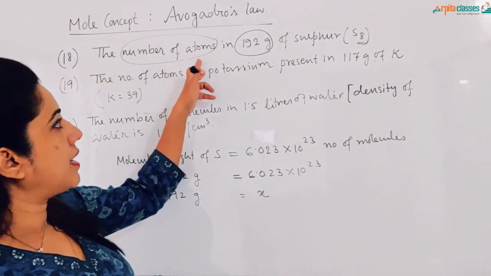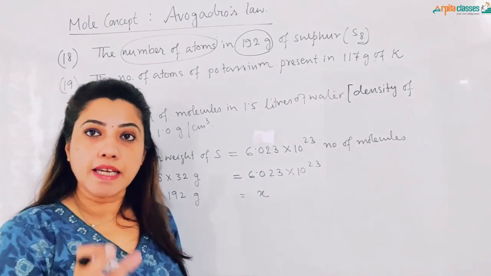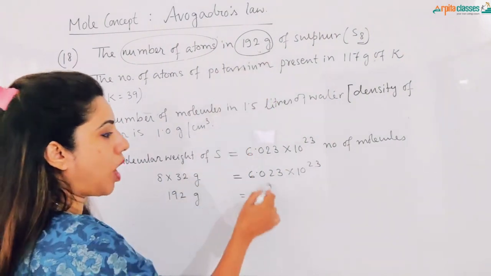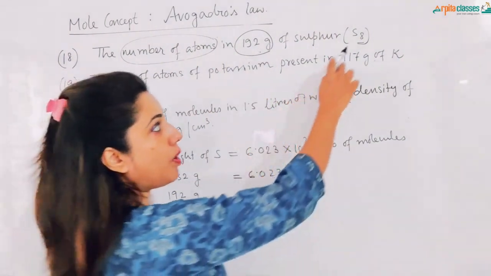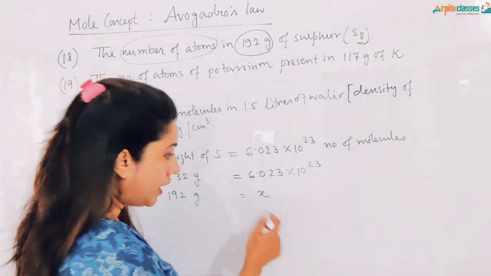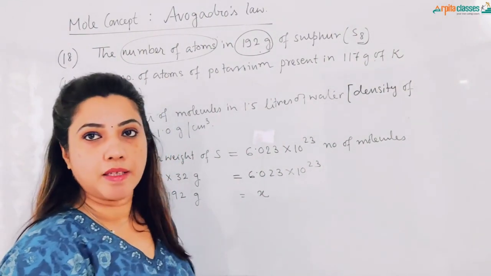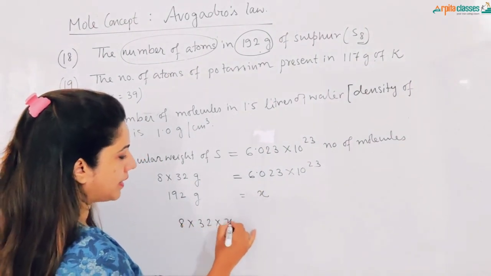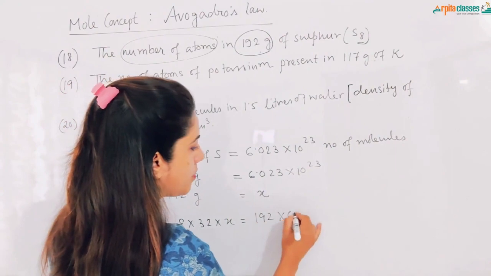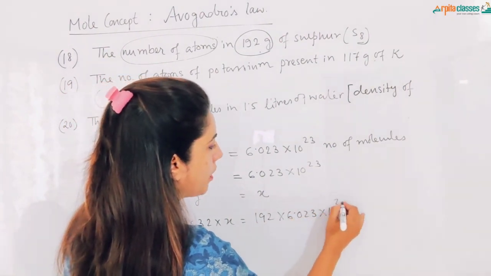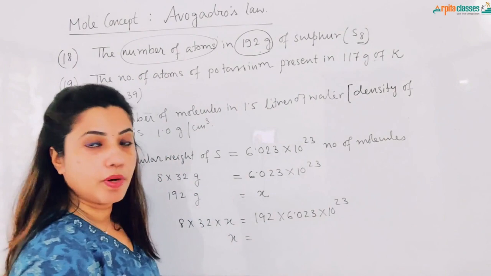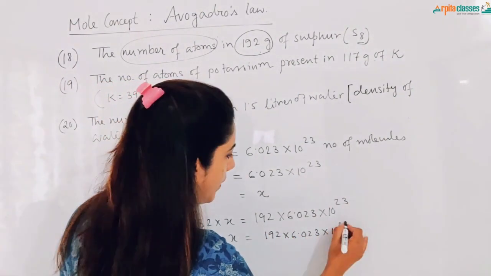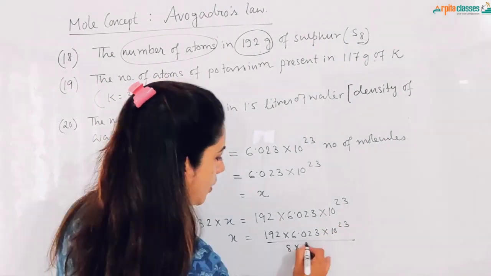They're asking for the number of atoms, so we need to multiply 8 with this answer, 8 with x, because here we are getting how many molecules are there in 192 gram. Since one molecule of sulfur contains 8 atoms, these many molecules will contain how many atoms. Let us first find x. 8 into 32 into x is equal to 192 into 6.023 into 10 raised to power 23. Therefore x is equal to 192 into 6.023 into 10 raised to power 23 divided by 8 into 32.